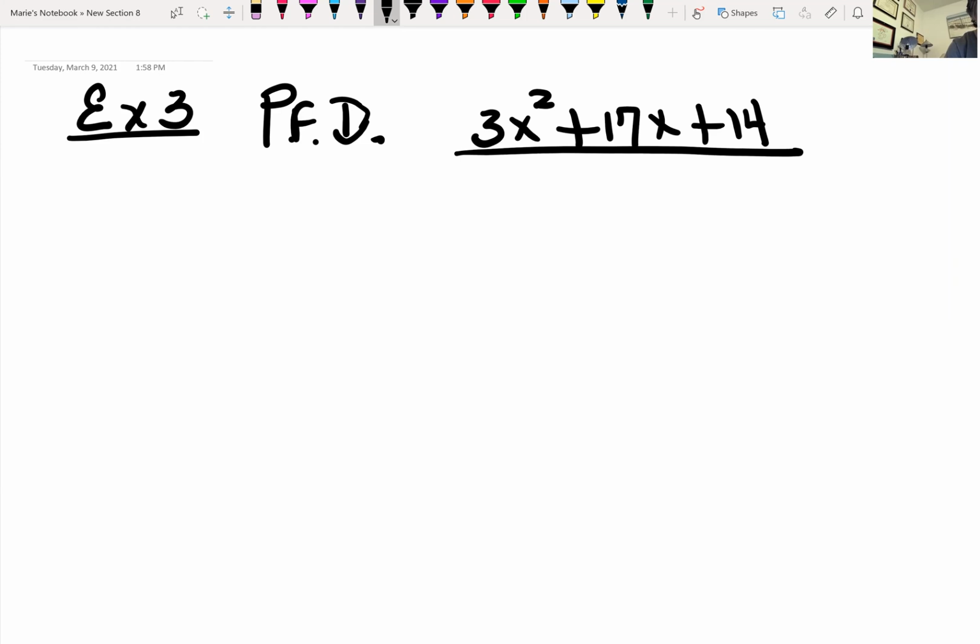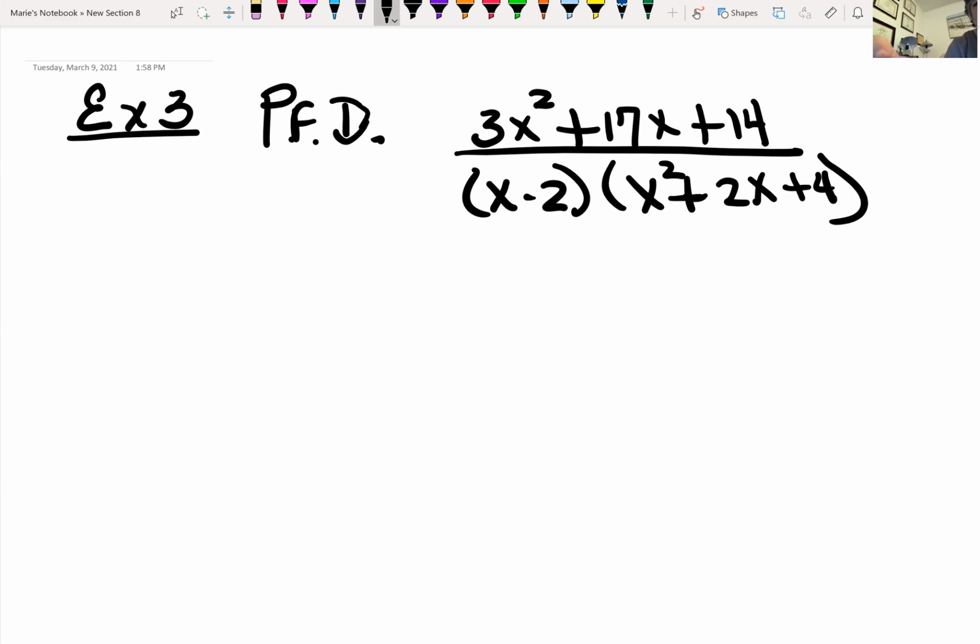And we're going to divide that by x minus 2 times x squared plus 2x plus 4. This is what makes it unique, this right here. This makes it very unique. And this is why when we do the setup for this and we re-express this, so again, I'm going to just rewrite the question.